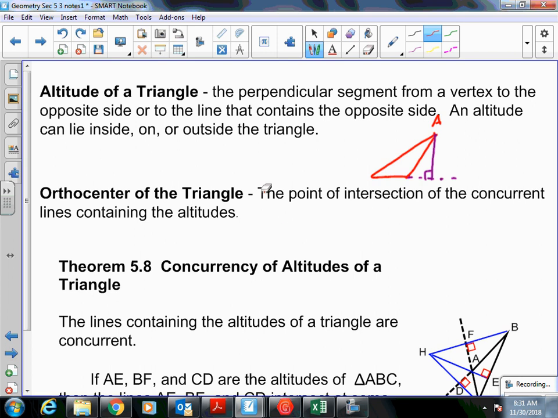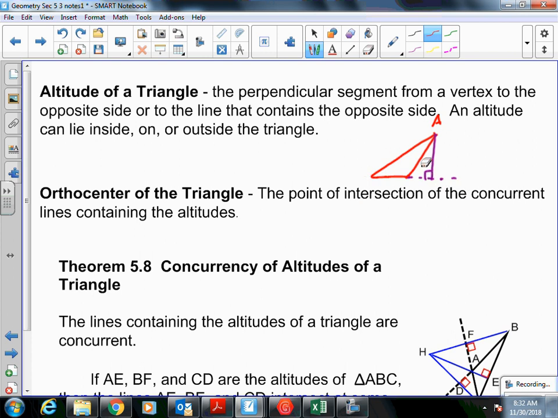Another segment that we can draw into a triangle is the altitude of a triangle, which is going to be the perpendicular segment from a vertex to the opposite side or to the line that contains the opposite side. An altitude can lie inside, on, or outside the triangle. So depending on what kind of triangle you have, the altitude may fit perfectly inside. It may be on a side of the triangle or outside the triangle, which here would be an example where it would be on the outside.